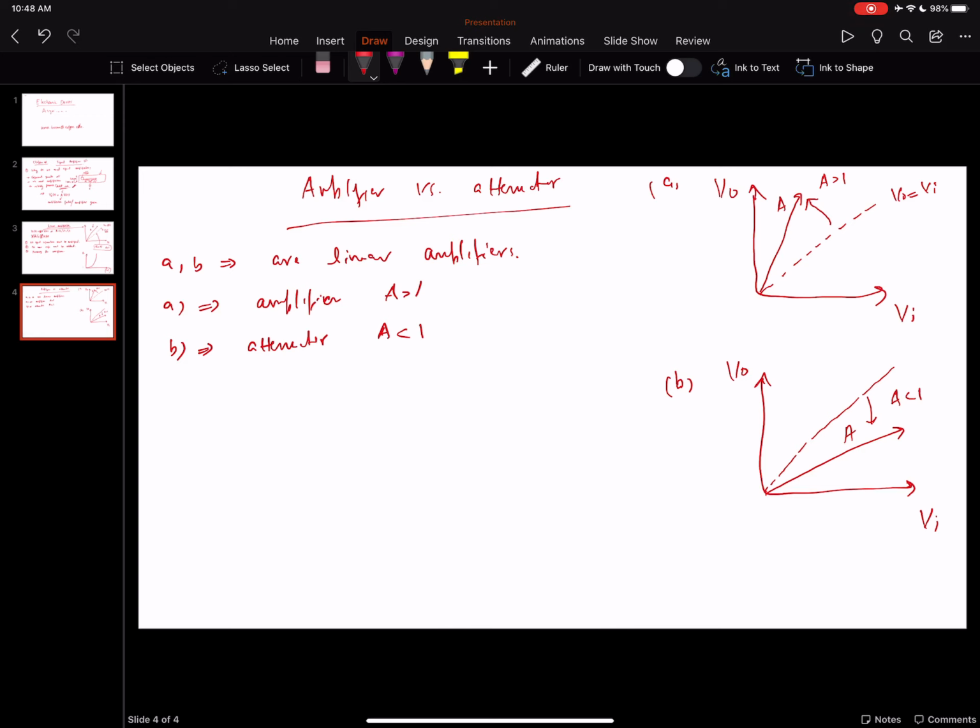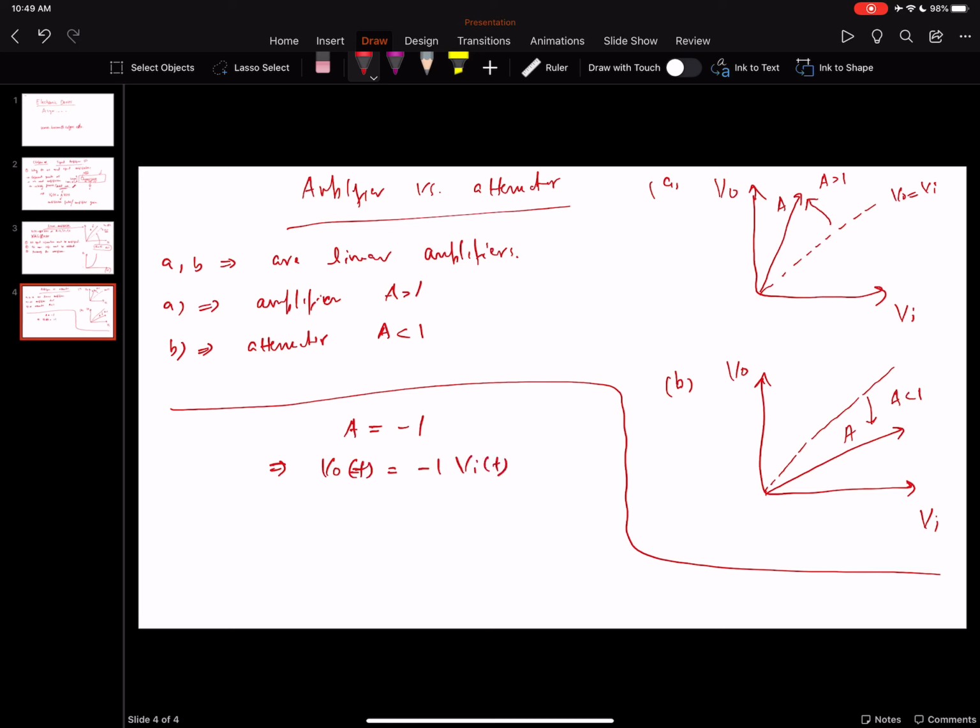Now let's consider one more important concept before we move on, and that has to do with what if A equals minus 1, right? So your V naught of t equals minus 1 times Vi of t. Is that an amplifier? Oh, yeah, amplifier means A should be greater than 1. So let's make it minus 2, to make things simple. Okay. So if we have A equals minus 2, is that an amplifier or attenuator?